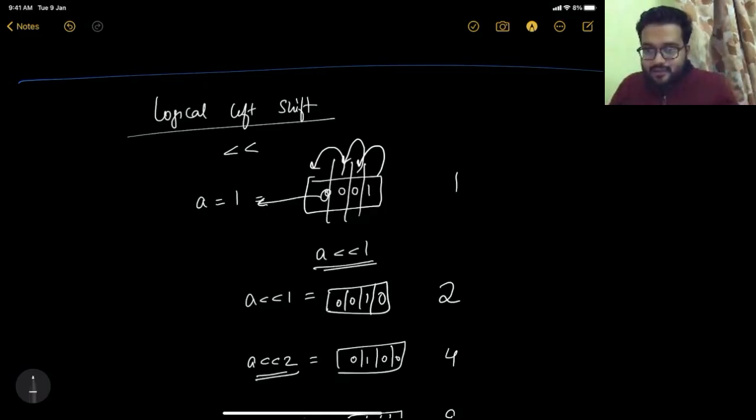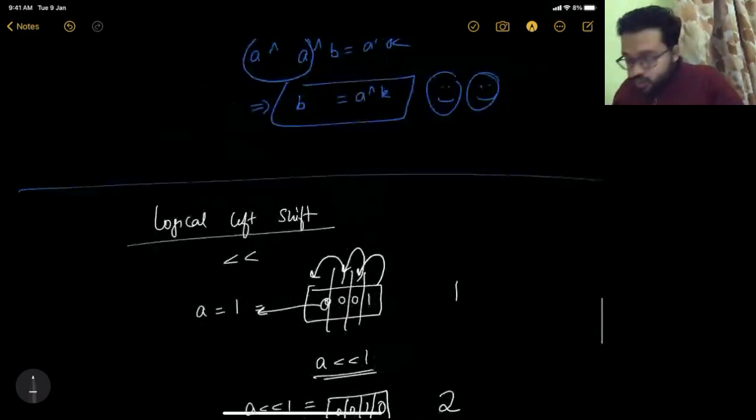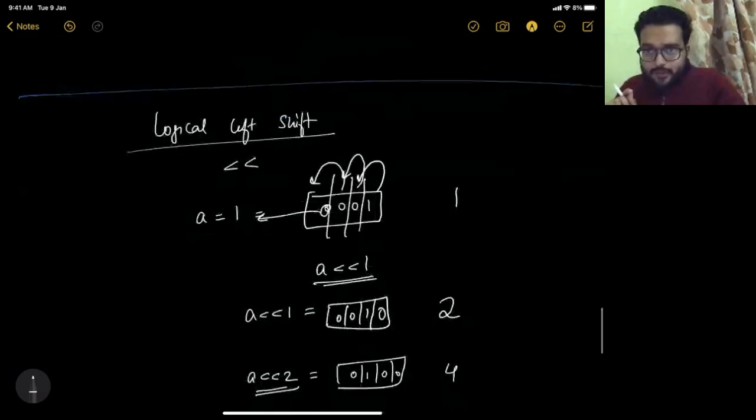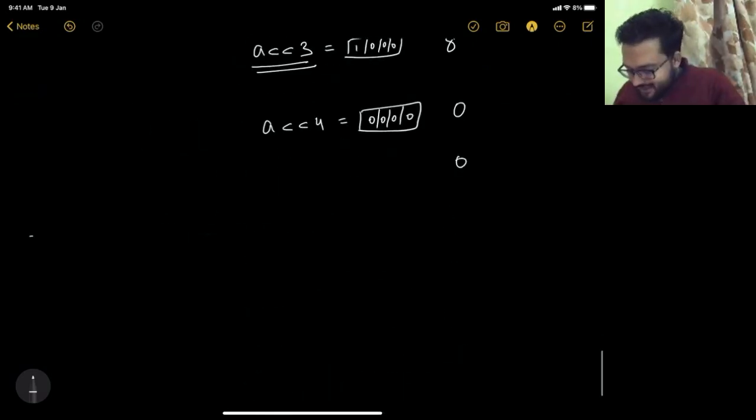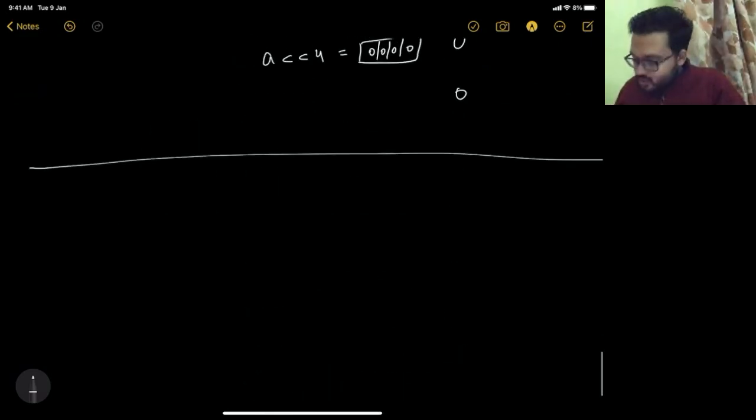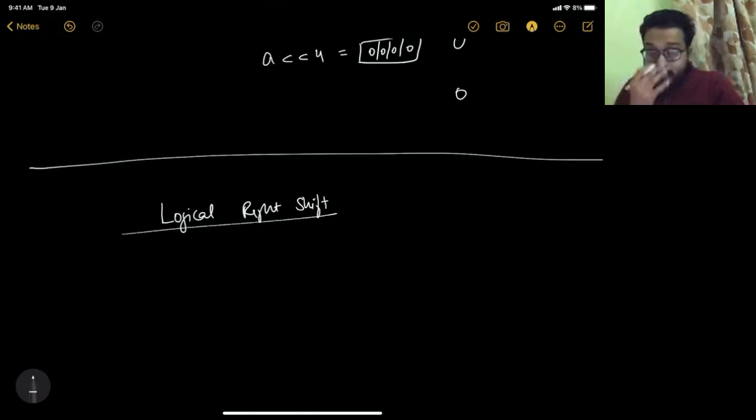So we have just discussed logical left shift. Now there is another corresponding operation that is called logical right shift. And let's try to wrap our heads around right shift as well. First of all, what's the symbol? The symbol is this. How about a signed bit?